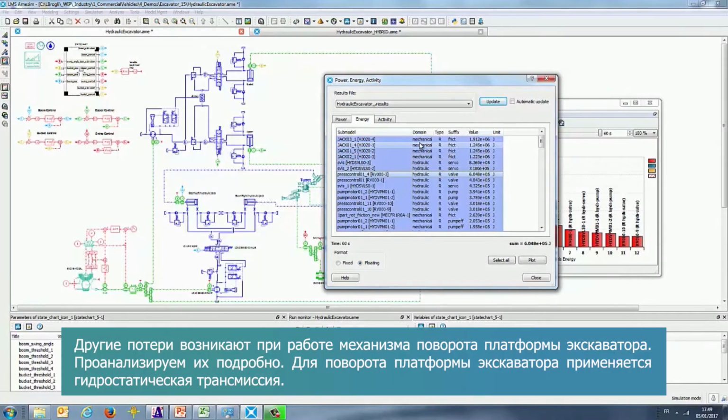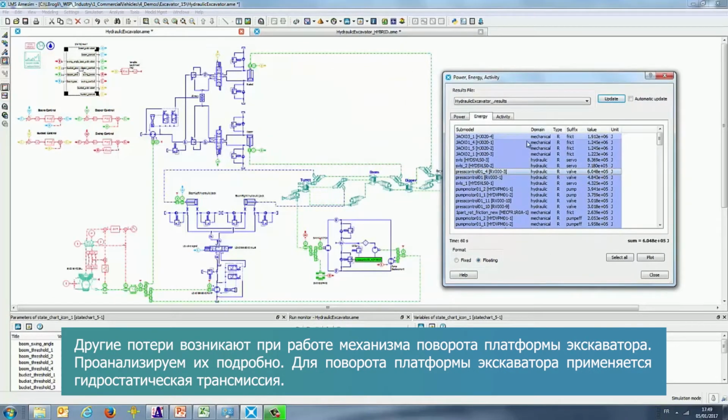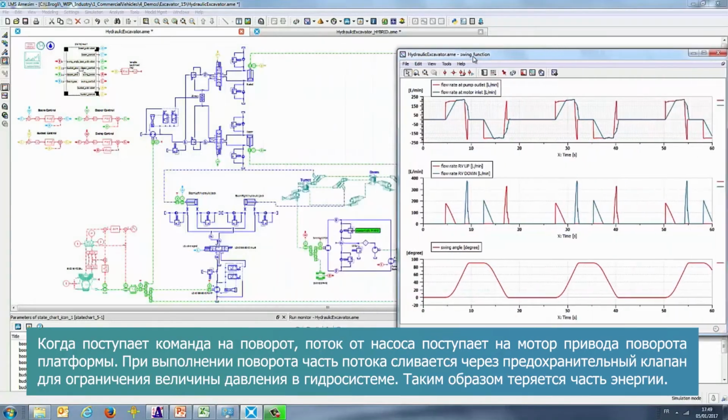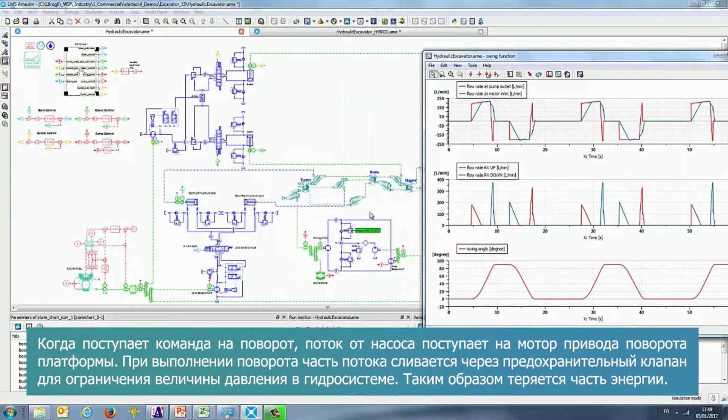Some other losses occur in the swing function. Let's analyze in more detail. To rotate the excavator, a hydrostatic transmission is used. Here, when the excavator has to rotate, the pump delivers flow, and this flow is transmitted to the hydraulic motor.